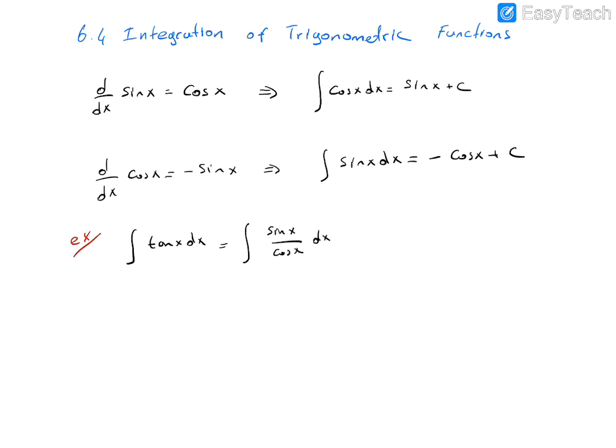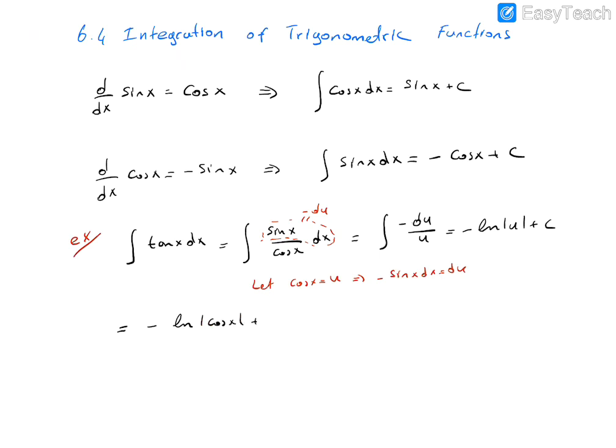So let cosine x be u. This implies minus sine x dx equals du. Okay, so this expression, sine x times dx, will be minus du. So as a result, this is the integral of minus du over u. So this is minus ln absolute value u plus c. u is cosine x, so minus ln absolute value cosine x plus c.